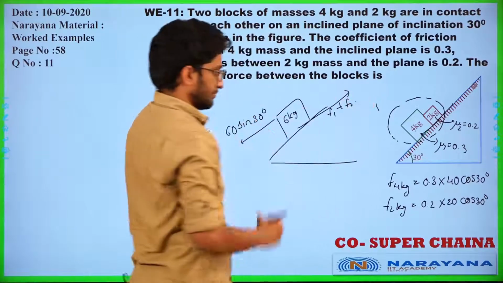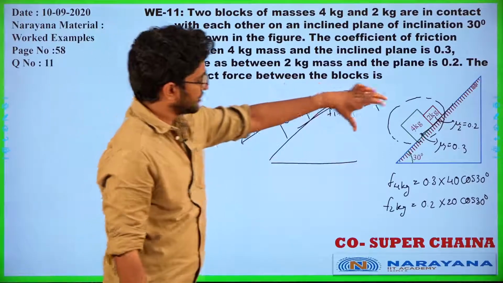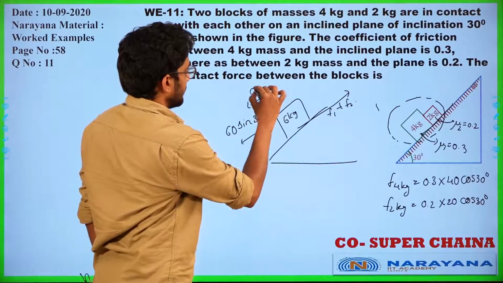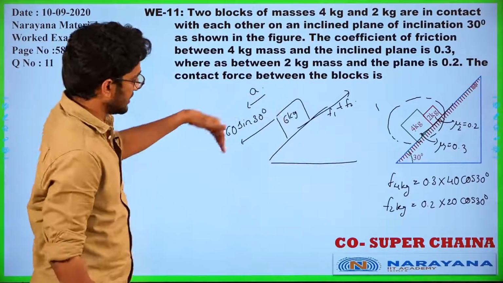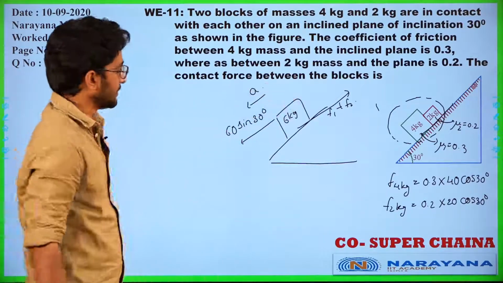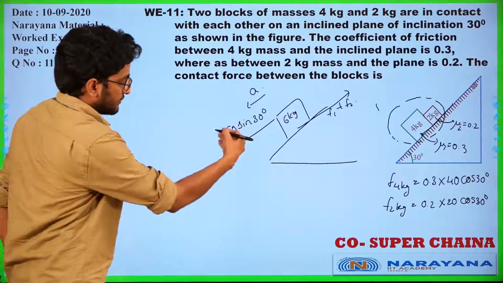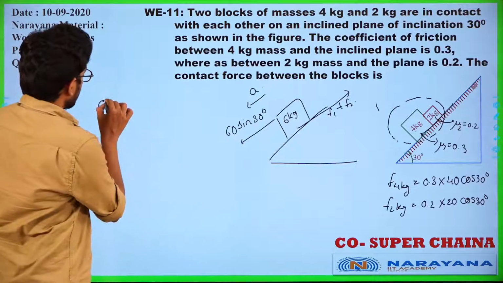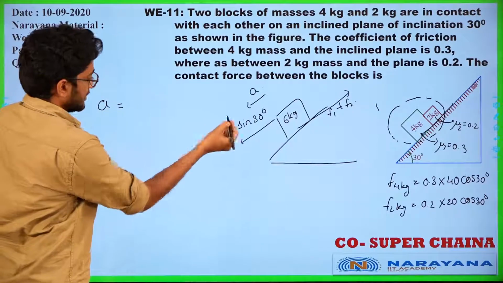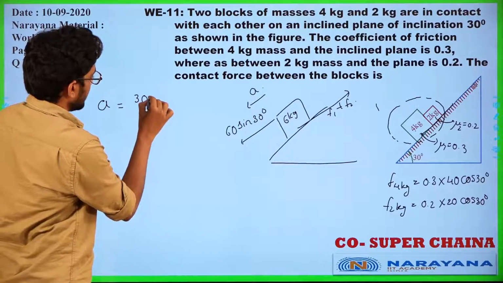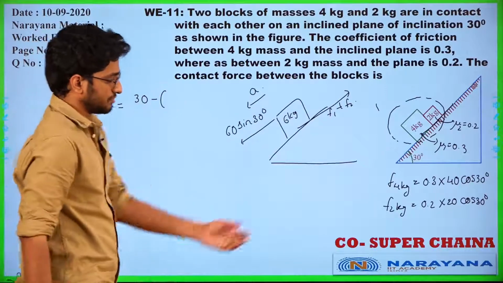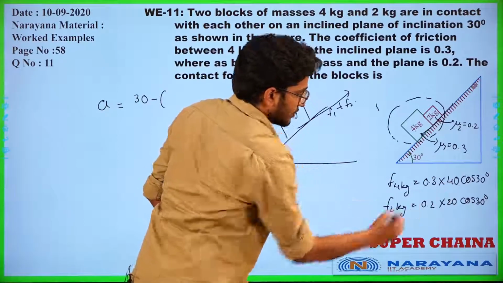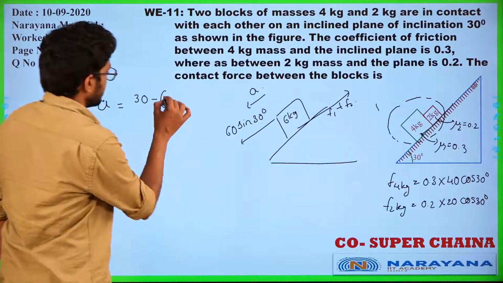Now I can say it is moving together because they are in contact, and let's say the acceleration is A because of these two forces. So now how do I find that acceleration? Net force is 60 sin 30 minus F1 plus F2. So the acceleration of both blocks is 60 sin 30, that is 30, minus F1 plus F2. F1 plus F2 is, here I can say 12 cos 30 and here it is 4 cos 30, total 16 cos 30.